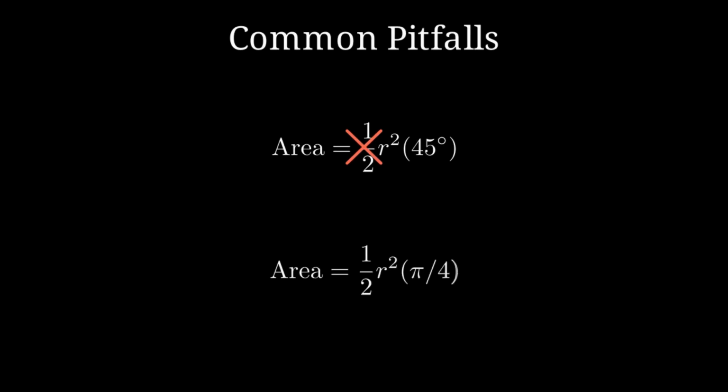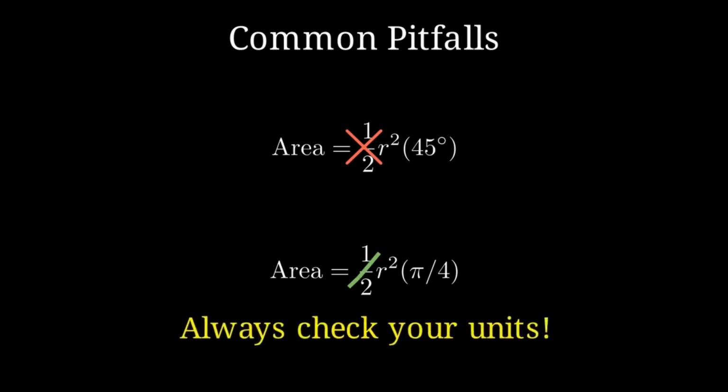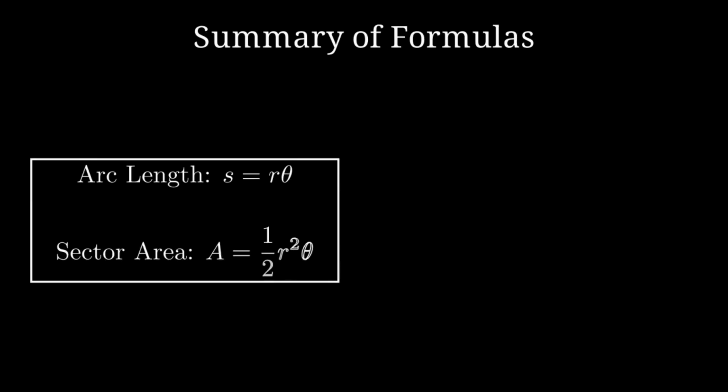The most common mistake is forgetting to convert degrees to radians. Always ensure your angle is in the correct unit before squaring your radius, or your final area will be significantly overestimated. To summarize, circular geometry is streamlined by using radians.